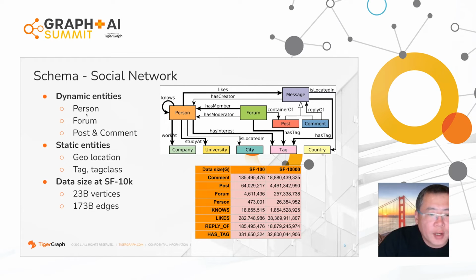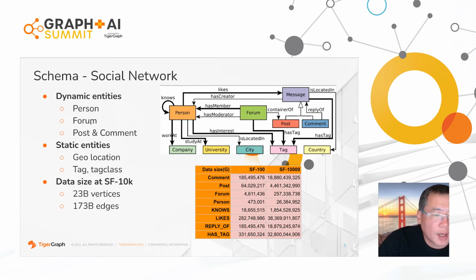Based on the properties of the different entities, we divide them further into dynamic entities and static entities. Dynamic entities are those entities that evolve over time. For example, initially I have 1,000 persons, and then I mutate the graph database with a new set of persons. As the time dimension evolves, I see the person community keep changing. The same thing happens for the forum.